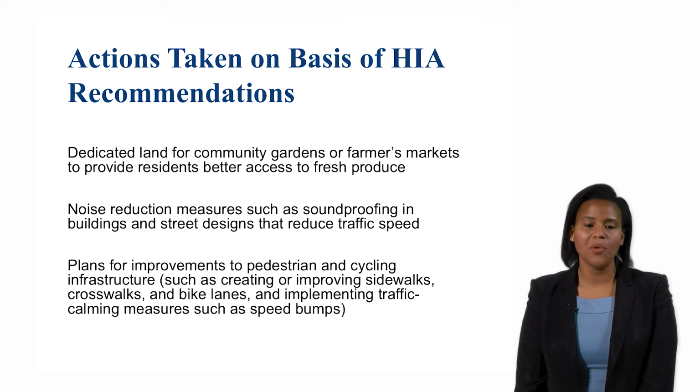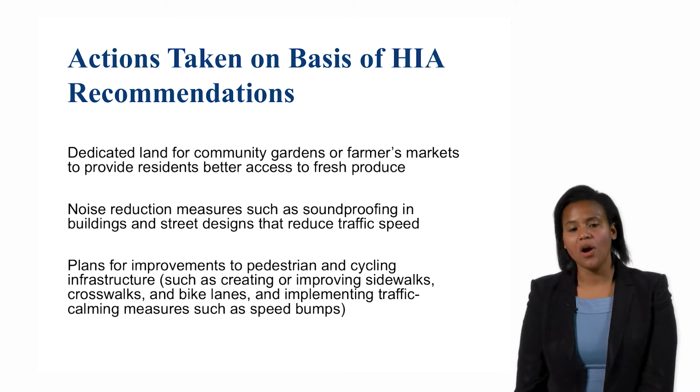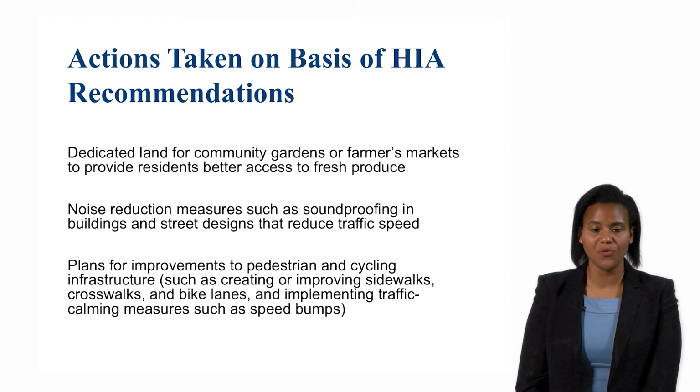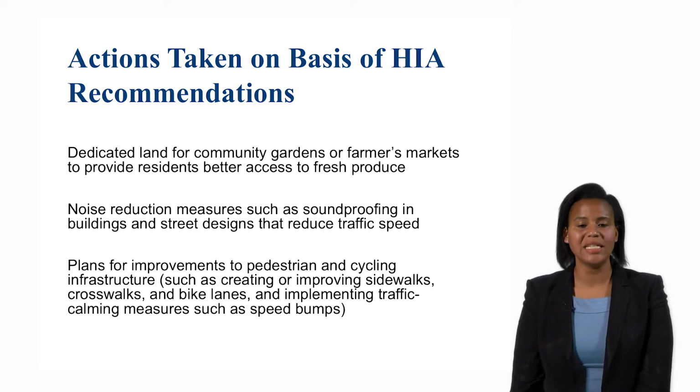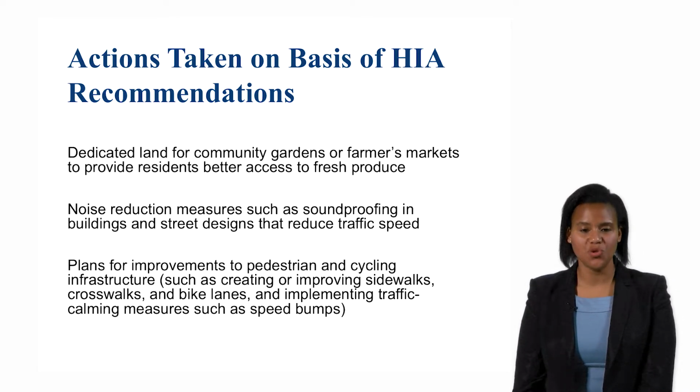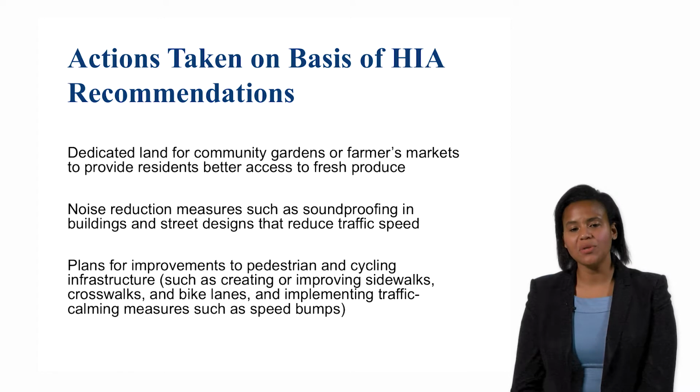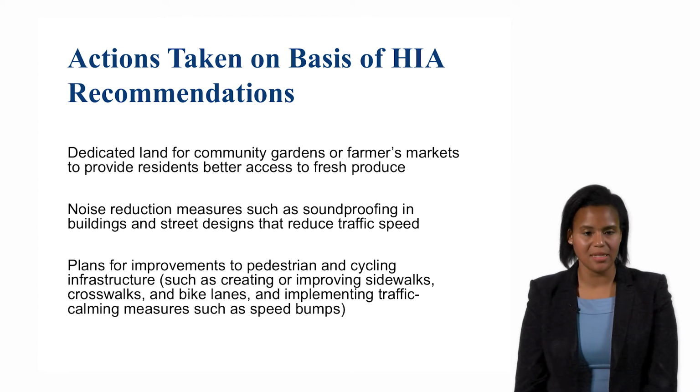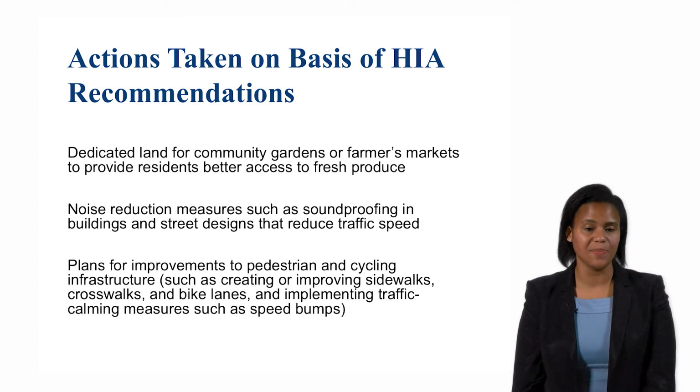A second example is an HIA showed that noise was a big problem around a new building development. So part of the recommendations was to implement noise reduction measures such as soundproofing the buildings or to redesign the streets to reduce traffic speed. So again, these are recommendations that came out of the assessment where the data showed that noise was going to be a big problem around changing this built environment.